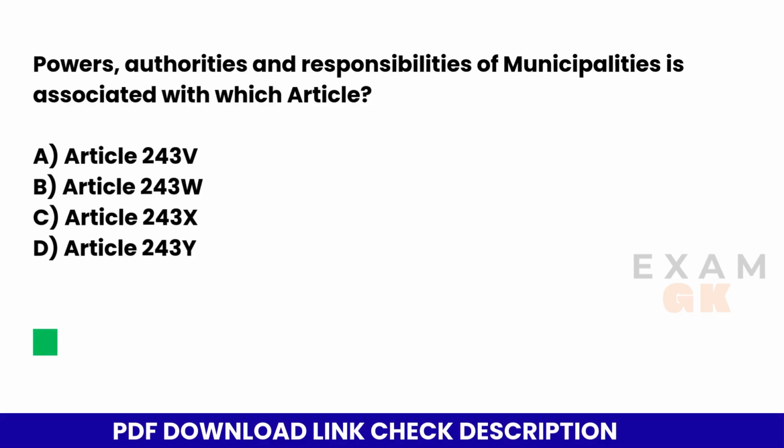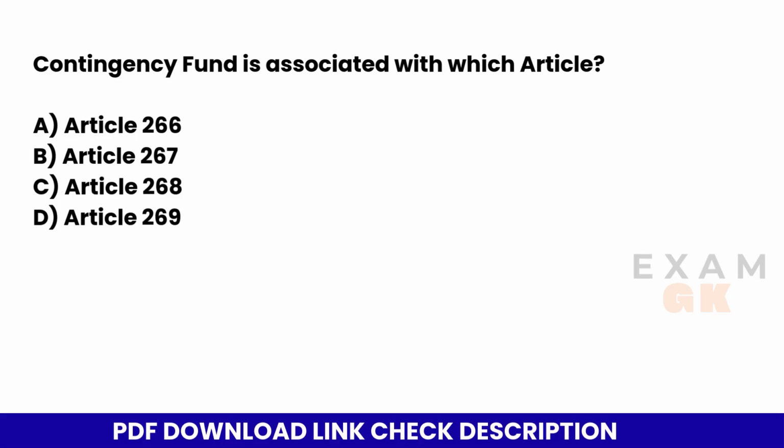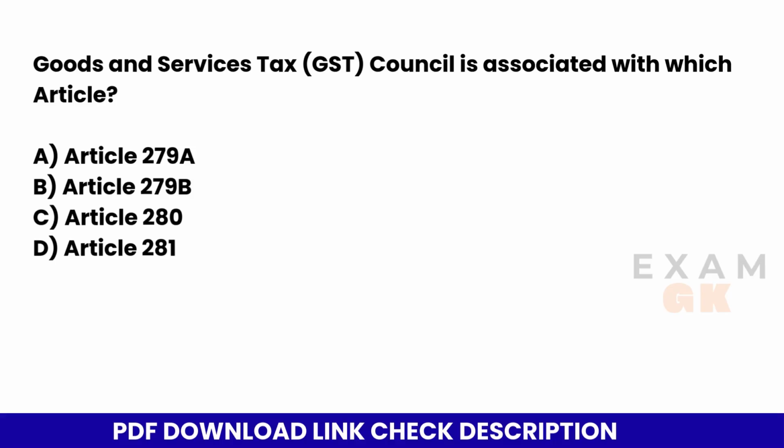Answer B. Article 243W. Contingency fund is associated with which article? Answer B. Article 267. Goods and Services Tax Council is associated with which article?